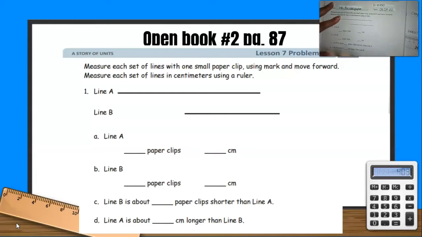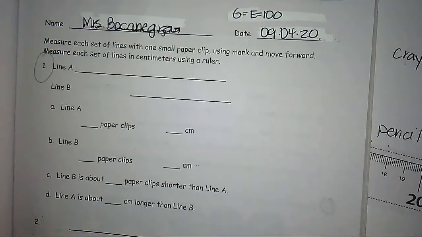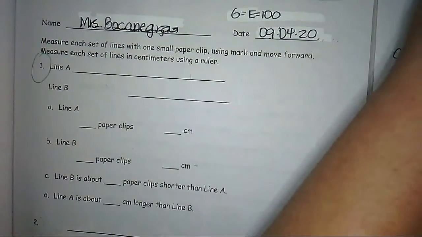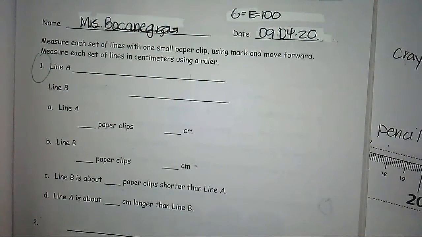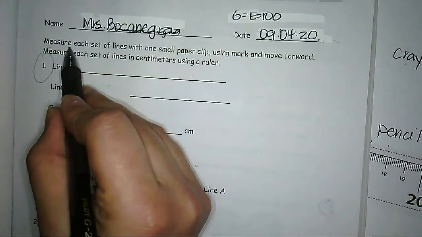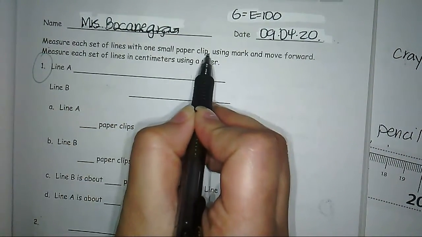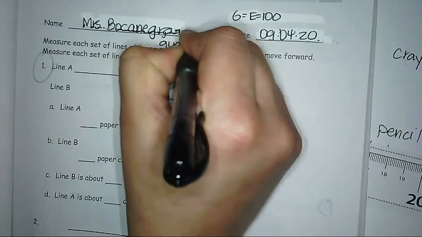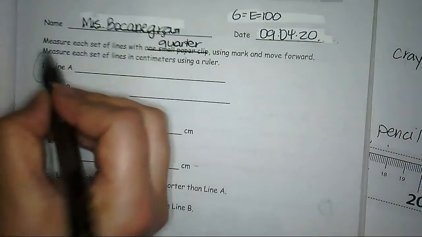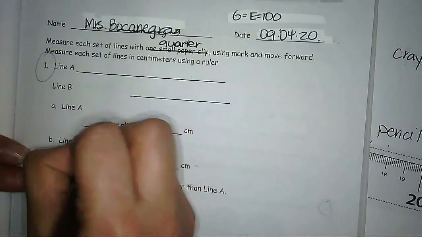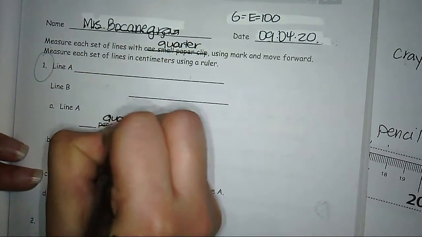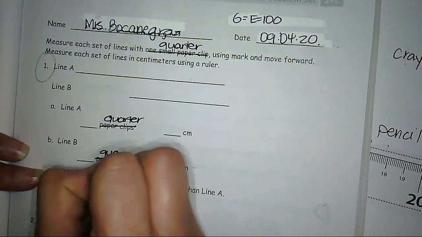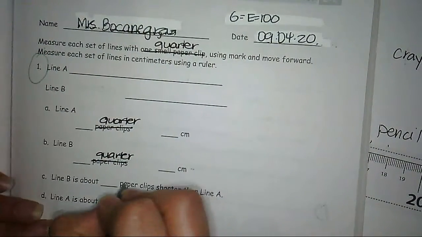Okay, boys and girls, let's read the instructions. Now, the instructions say one thing, but we're going to use the coins that we use in class, because this was intended to be used in the classroom, but we're not in the classroom for some situation that is out of our hands. So it says, measure each set of lines with one small paper clip, but we're going to cross that off and put a quarter. And the other one, we leave it fine. Everywhere it says paper clips, you're going to write the word quarter. You have 10 seconds to do that.